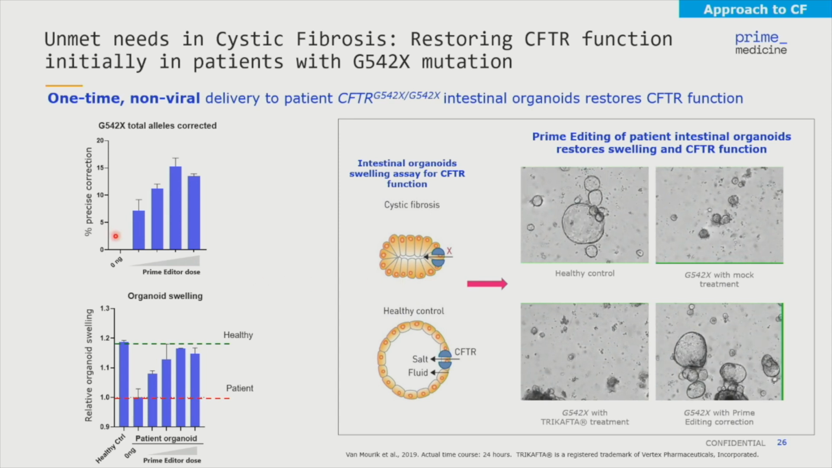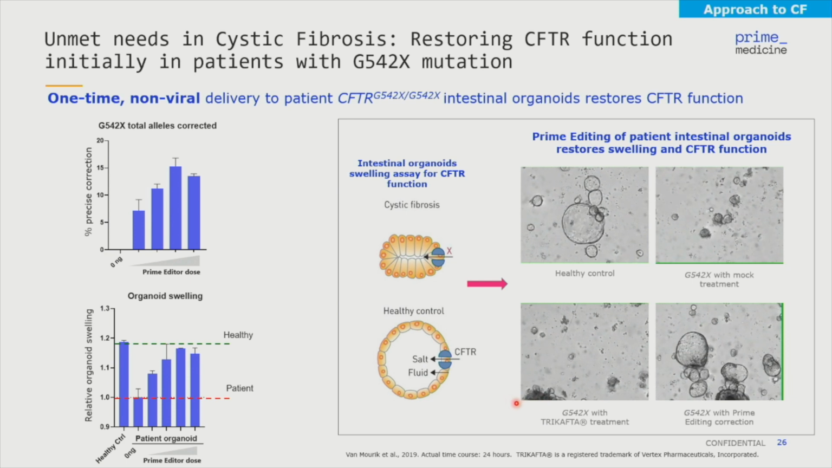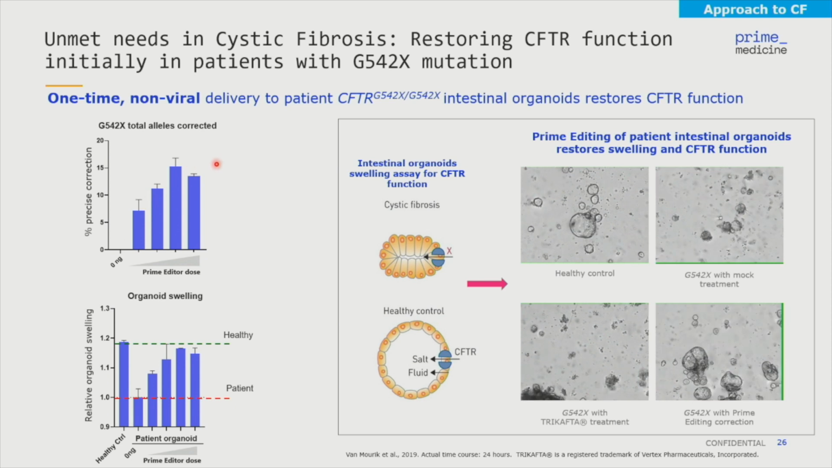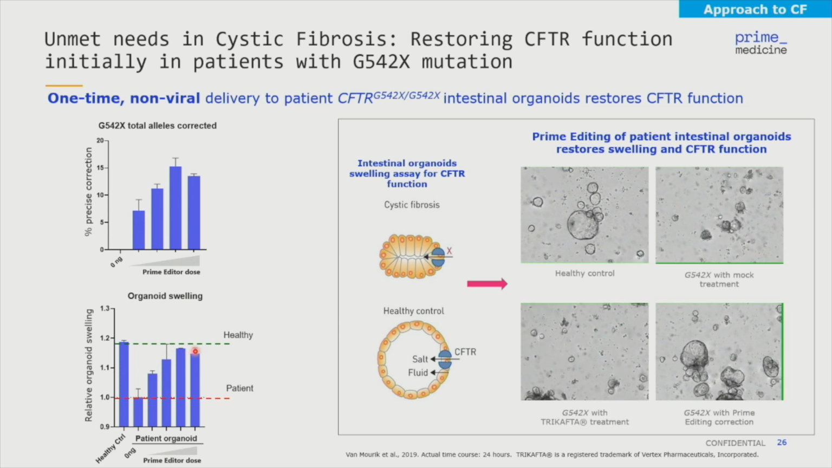And so what we're showing you here is that we can edit these epithelial cells directly using an RNA LNP type approach. You can see that healthy organoids swell normally. The patient organoids don't swell. When we edit these organoids with a prime editor, now they swell normally. And as you might expect, Trikafta, which doesn't address this mutation, doesn't work. I'm showing you here on the left that, in the total number of cells in these assays, we don't need to edit that many cells to get a complete correction of swelling. So also very exciting that we have a highly efficient system.